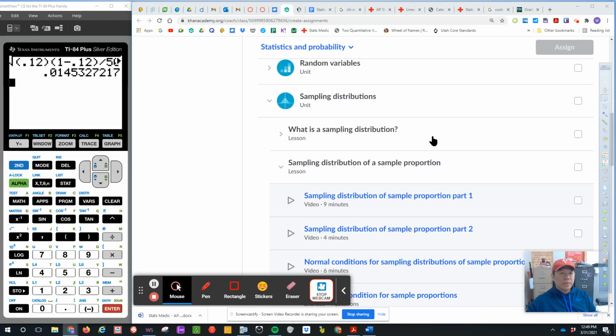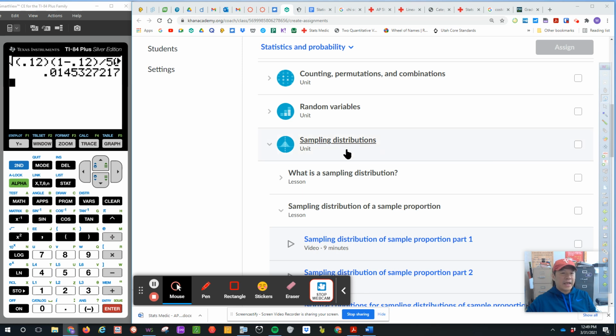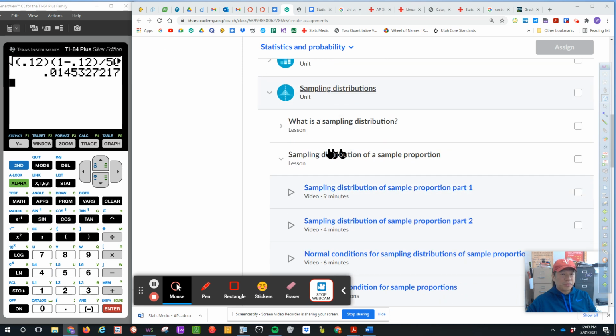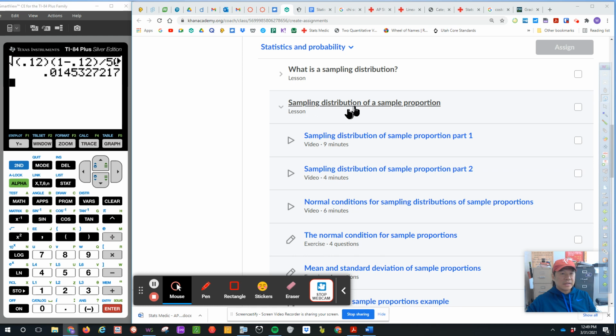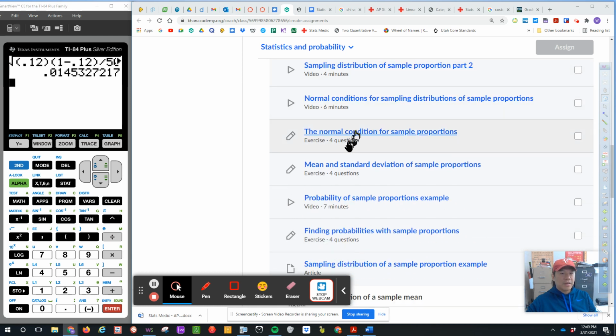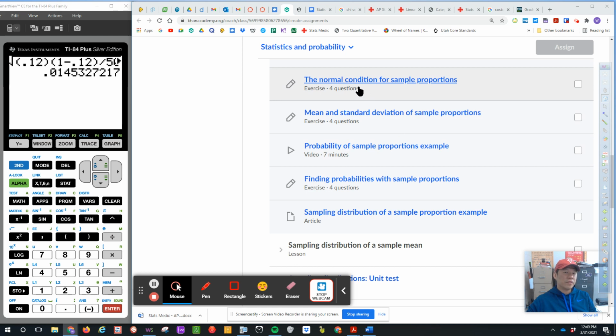So today we are on Unit 10, on sampling distribution, in the lesson sampling distribution of a sample proportion. In the previous two videos, we did the normal condition for sample proportion: n times p greater or equal to 10, and n times 1 minus p greater or equal to 10. That's the condition for normality to check for sample proportion. And then we did the mean and the standard deviation of a sample proportion.